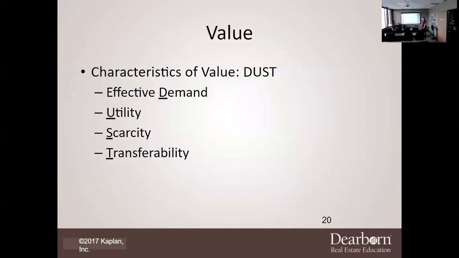Okay? So, the key things that we determine when we're looking at value is we determine the characteristics of value utilizing this acronym of DUST. Okay? To determine value, we have to determine the demand, the utility, the scarcity, and the transferability. Okay? So, Mr. Eugene, 1940s, 50s, 60s.